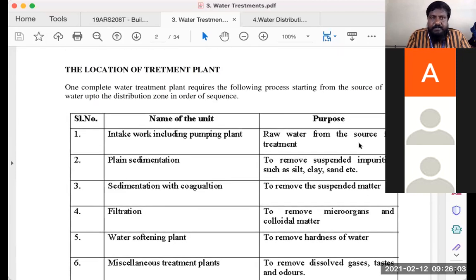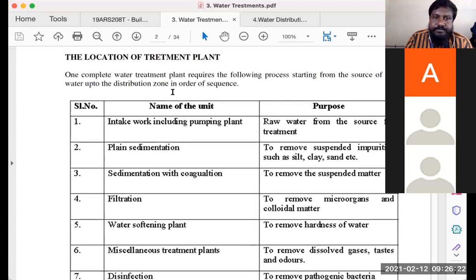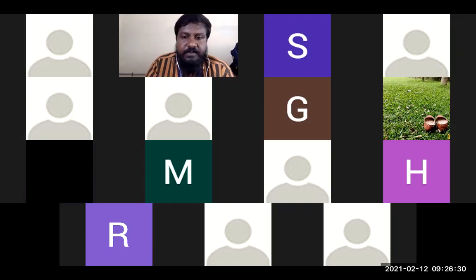So this content is composed from random sources. If you take a book, again, they'll put up the water treatment in a different pattern. For my preparation, I just took this. What are the locations of treatment plant? What things would be included? So if you look into books, they would have made it like a flow chart and would have shown you. For example, if I can show you something.